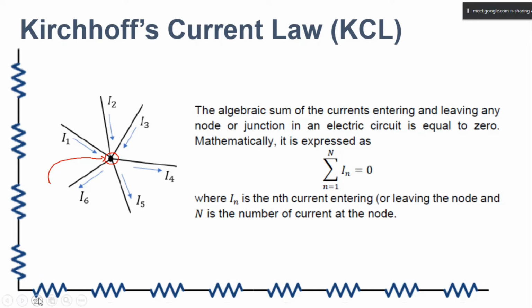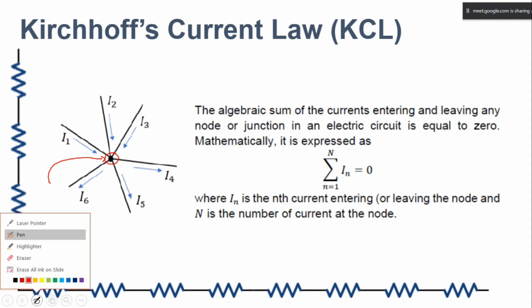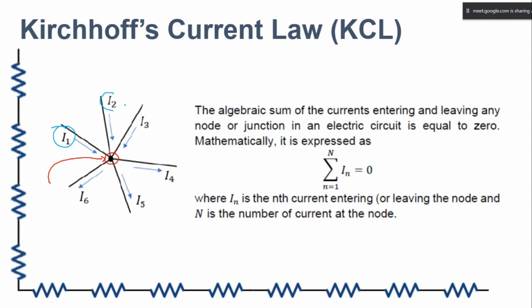Sa node ng diagram natin, ilan ba ang kuryenteng pumapasok at lumalabas? 6. And those are being denoted with our subscripts there. So, ibig sabihin, kung may 6 po tayong pumapasok at lumalabas, ilan ang pumapasok sa node? 3. And those are I sub 1, I sub 2. Ano pa? I sub 3. Okay, very good. And the rest of the currents are leaving the node. And those are I sub 4, I sub 5, and I sub 6.